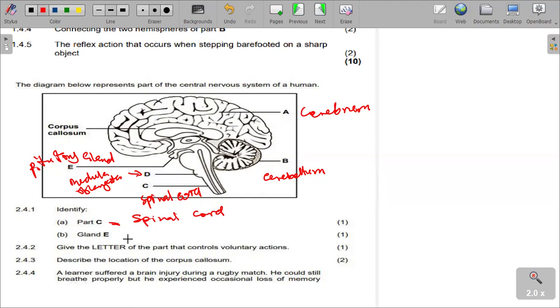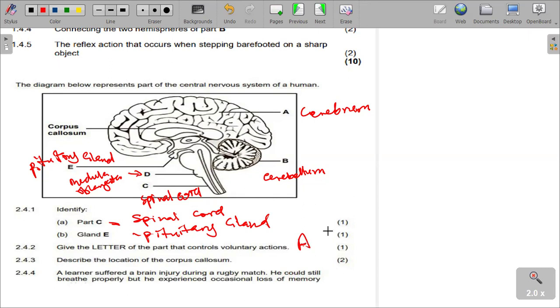And then part E, identify part E, which you can see I already labeled it. E is the pituitary gland. The pituitary gland is part E. And then 2.4.2, give the letter of the part that controls voluntary actions. We just answered a similar question. We said that it is A, which we already answered in our previous question.